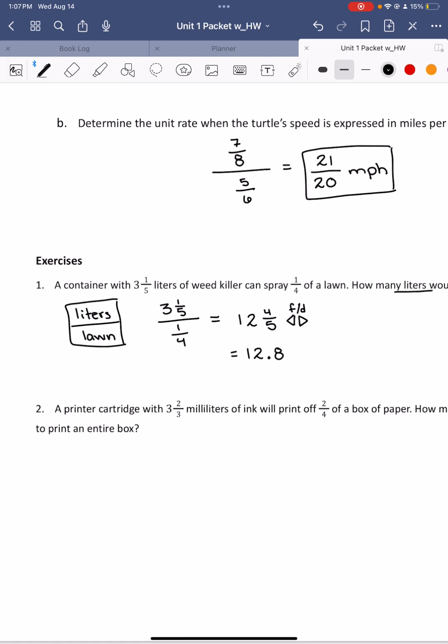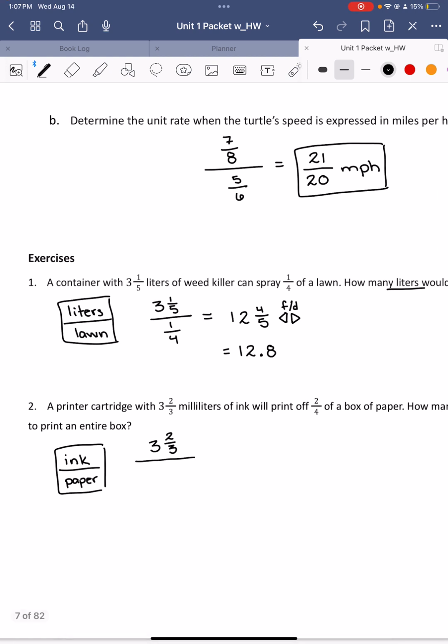Okay, so your label should be ink per paper. You have 3 2/3 milliliters of ink over how much of the box of paper, so 2/4. When you plug that into your calculator, you should get 7 1/3 milliliters of ink per box of paper.